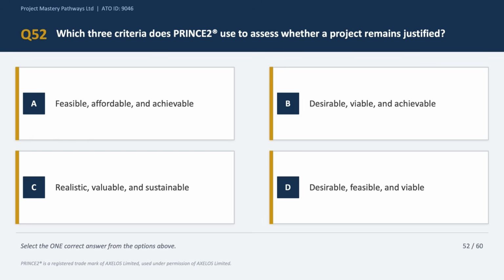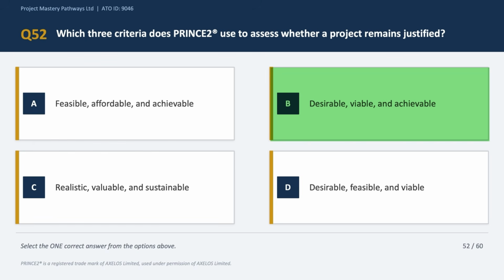And this is a knowledge question about the business case practice. Now, PRINCE2 uses 3 specific terms to assess continued business justification. Now, if you go to the PRINCE2 manual, the directive within the manual is very plain and simple and very direct as well, because PRINCE2 wants you to assess whether a project remained justified by being desirable, viable, and achievable. Okay, because the project, if you think about it, must be desirable to the business, viable as an investment, and achievable given the available capabilities. Okay, and this assessment continues throughout the project. So the correct answer to this question is option B.